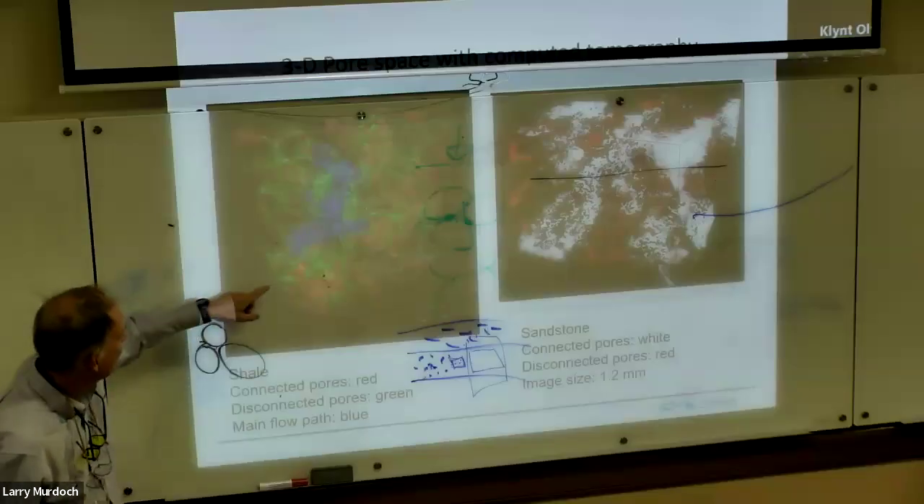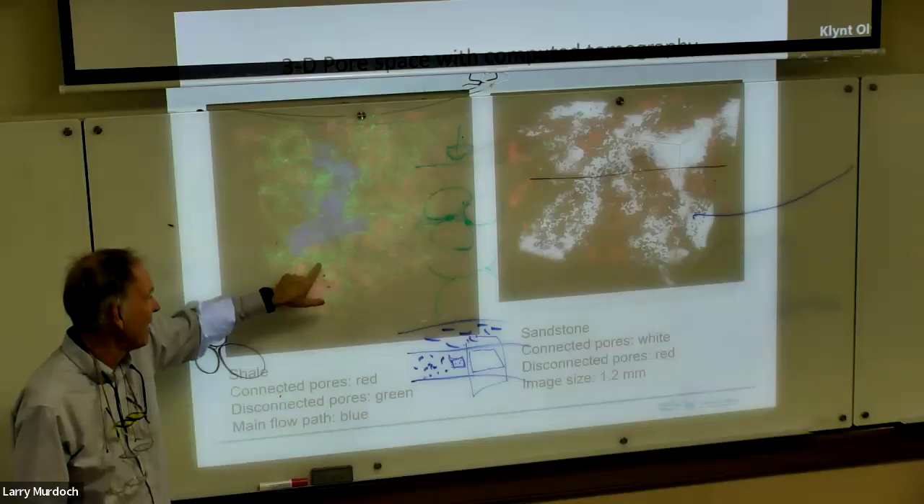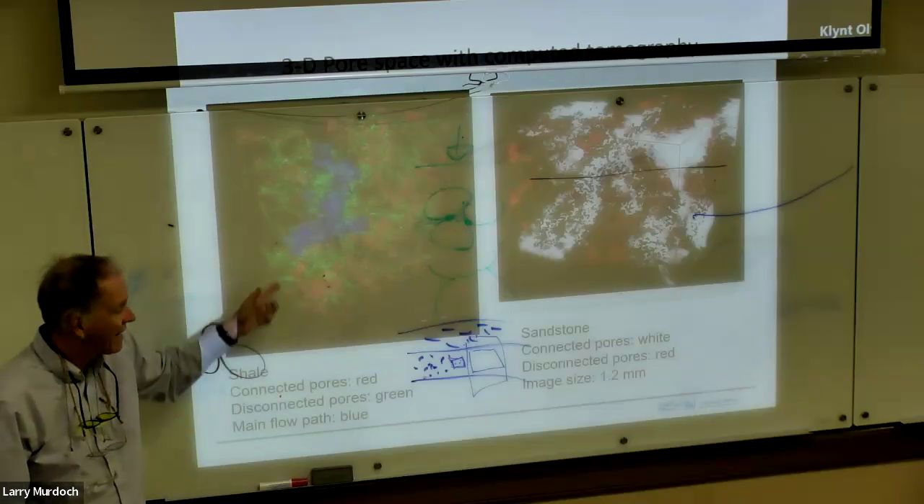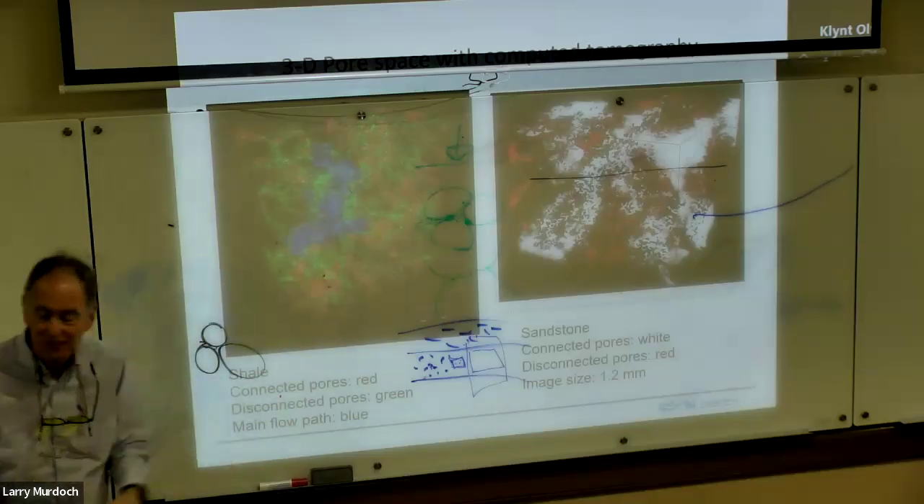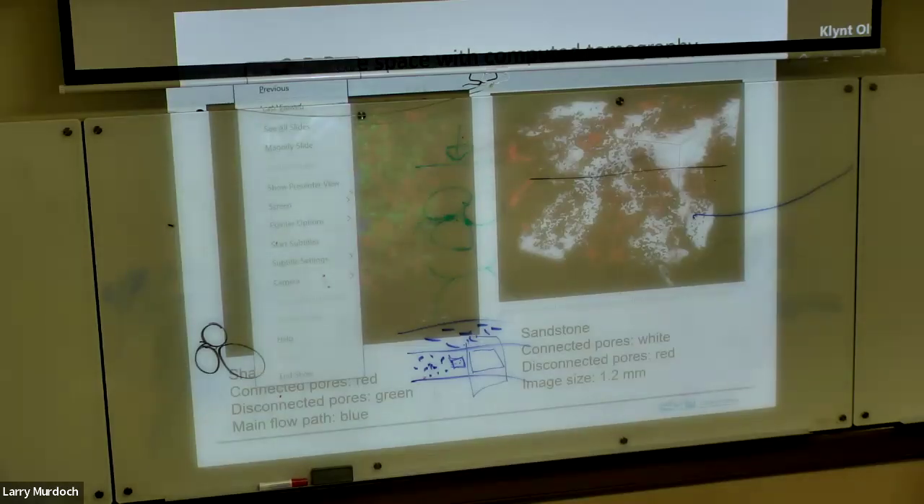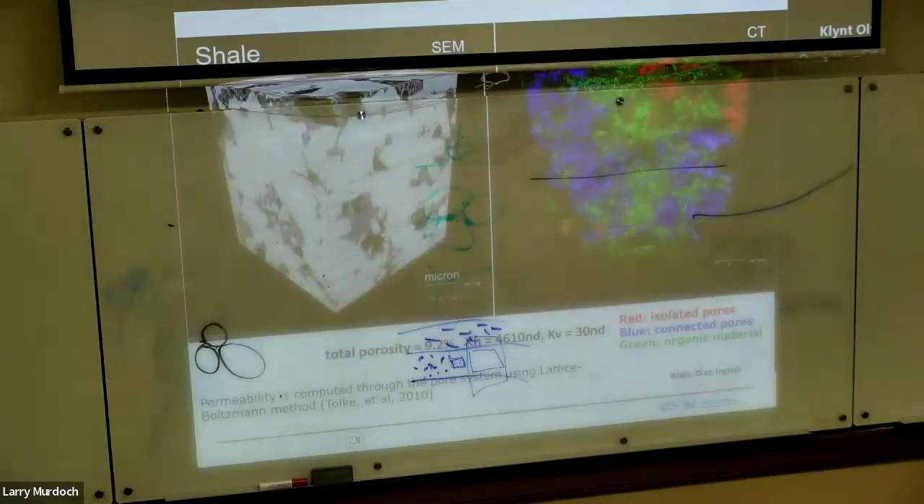The disconnected pore space, this green stuff here, if you have natural gas in there, it's not going to really help any, because if it's not connected, you can't get it out unless you create fractures. So about 10 or 15 years ago, there started to be a big increase in these kinds of studies that look at pore structure in shales and also sandstones in a lot of detail.